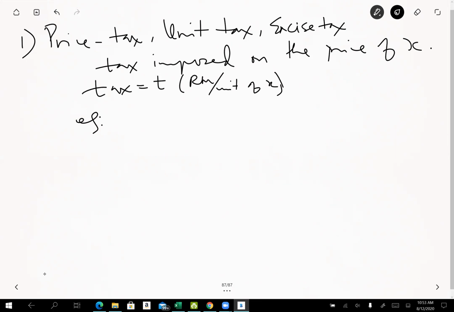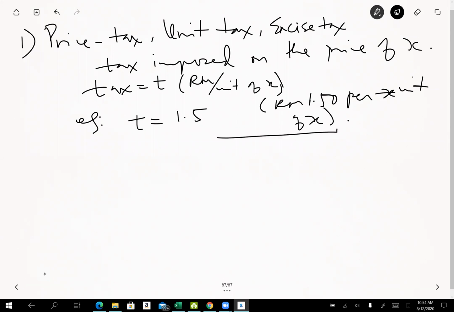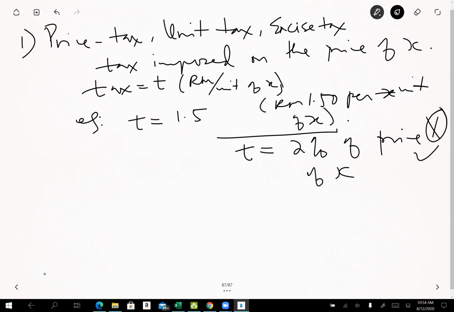For example, T is equal to 1.5. In other words, T here is 1 ringgit 50 cent per unit of X. So we call it that tax. Now, it's not in terms of percentage. The other tax that we use is not in money units but in percentage. The tax can be equal to 2% of the price of X. That is another one, but we don't look at this one now. We look only at the money unit on the tax, on the price.